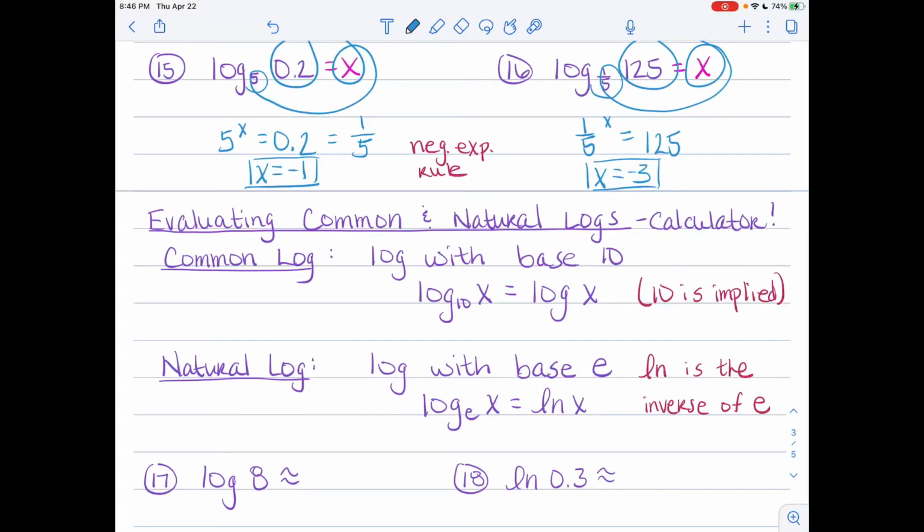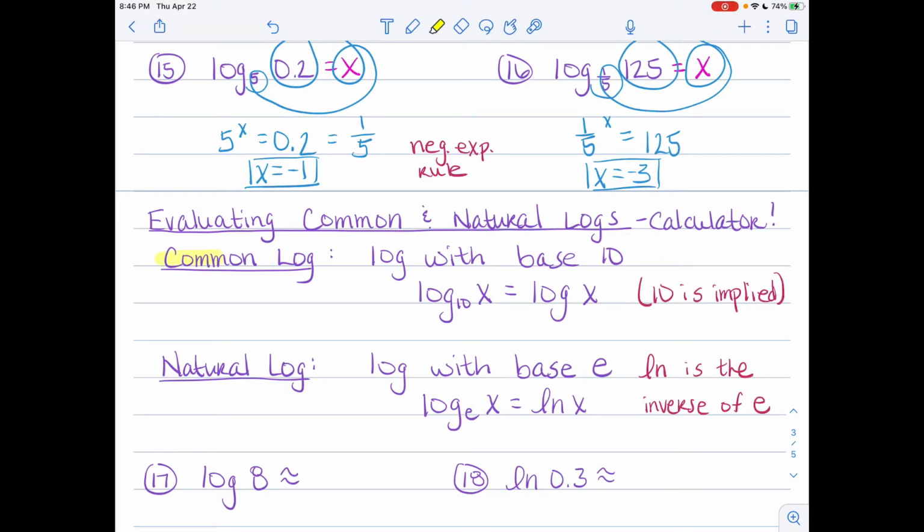We're going to talk now about two very frequently used logs. One is the common log and the other is natural log. Pause the video for a minute and go ahead and write all of this down and then come back so that we can talk without you scrambling to write.